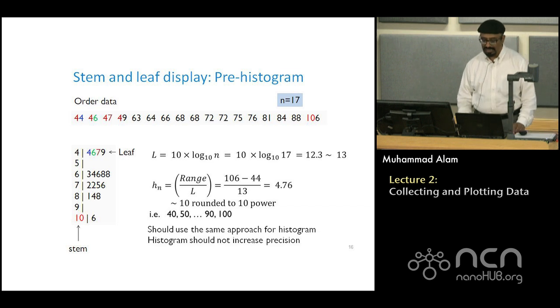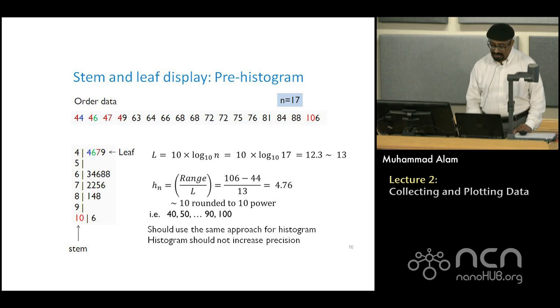So let me quickly tell you how it is done. By the way, when you put it in any software, they will automatically do the rules and plot the stem and leaf, but it is done this way. So what you have to do is to take, what is n? N is the number of samples and n is 17 here. So you have to do 10 log 10 of 17.